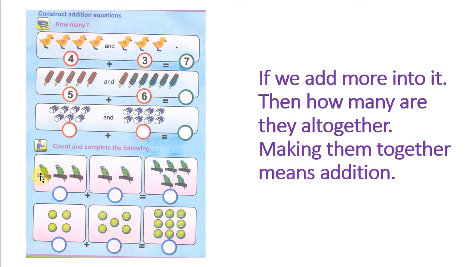How many parrots? Count and complete the following. 1 2 3, 3 right here. How many parrots here? 1 2 3 right here, plus sign 2, and all together how many parrots? 1 2 3 4 5. 5 parrots are there. And these are balls. You can also count these balls and write the number here. When you count the balls, it's a quantity. You write 4. When you count these balls, 1 2 3 4 5, you write 5 here. And these are all together balls.